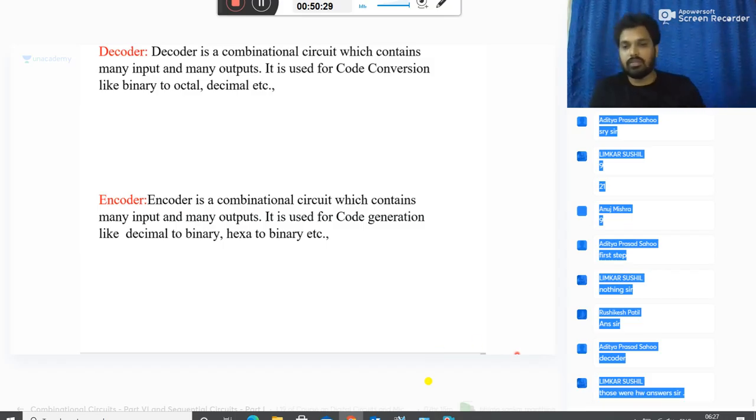So listen here. Decoder is a combinational circuit. Encoder is also a combinational circuit which contains many inputs and many outputs in general. They are used for code generation and code conversion.